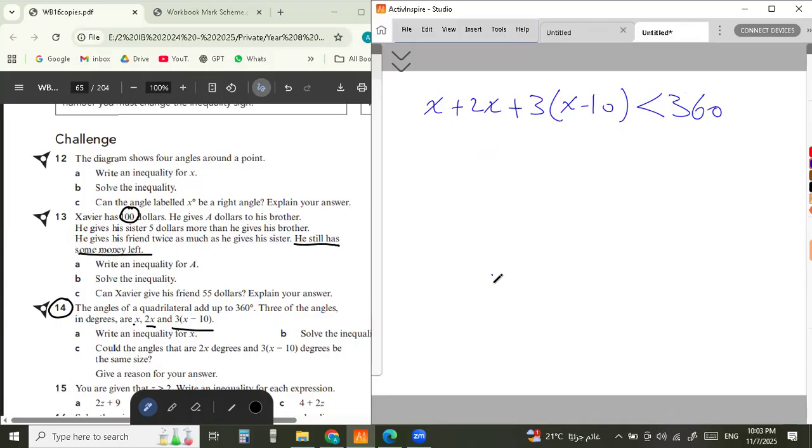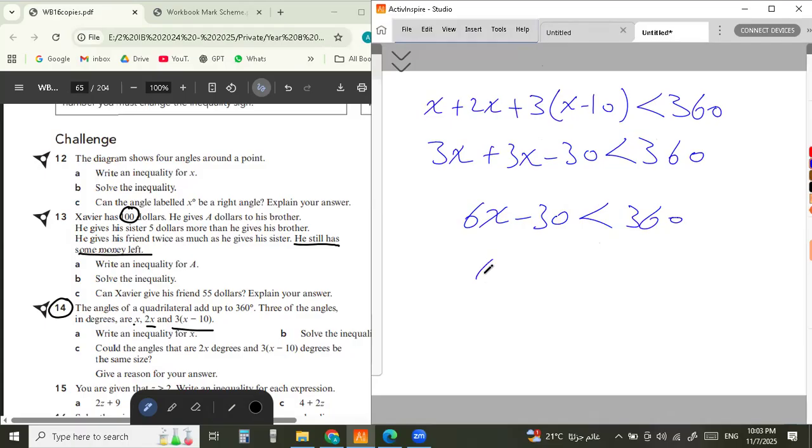Now let's simplify. So that's the inequality. Solve the inequality. Here is going to be 3x, but we need to expand: plus 3 times x is 3x, and 3 times negative 10 is negative 30, is less than 360. So 6x minus 30 is less than 360. So 6x is less than 390. I sent the negative 30 there as positive 30. So x is less than, doing the division, whether it's short or long division, you're going to find that x is less than 65 degrees.